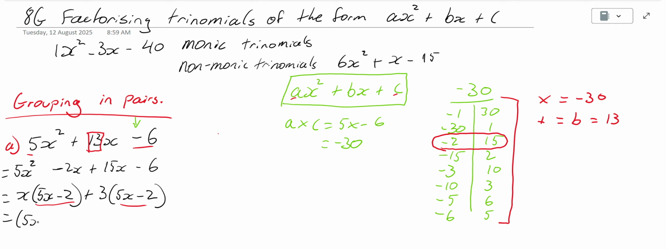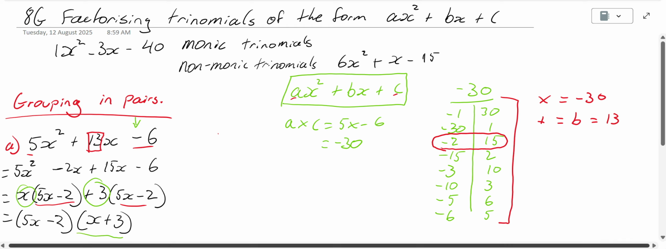So I'll write it down again, 5x minus 2. And then my other set of brackets will be what's not in the brackets in the line above, and it'll be x plus 3. What's not in the brackets above gets written in there.